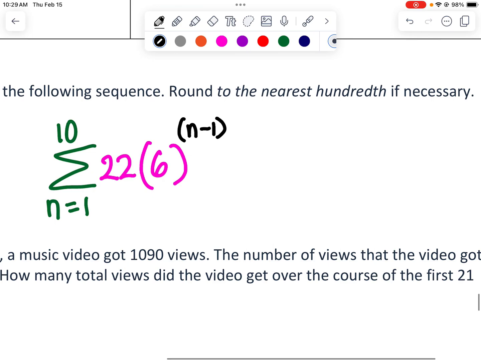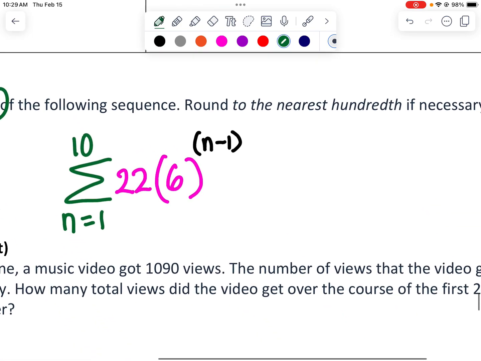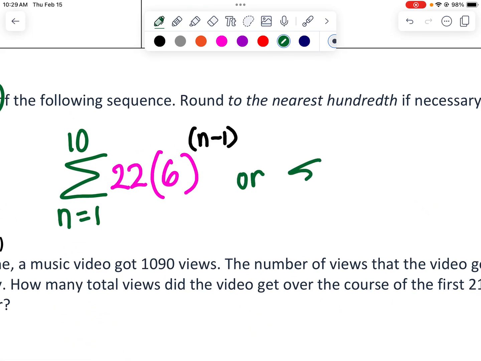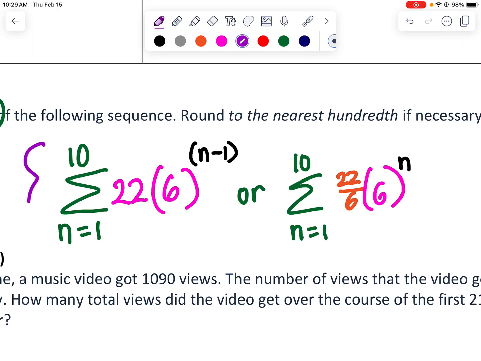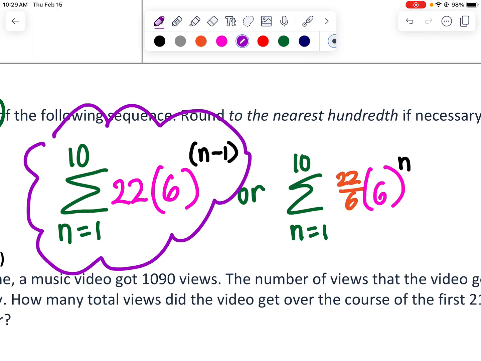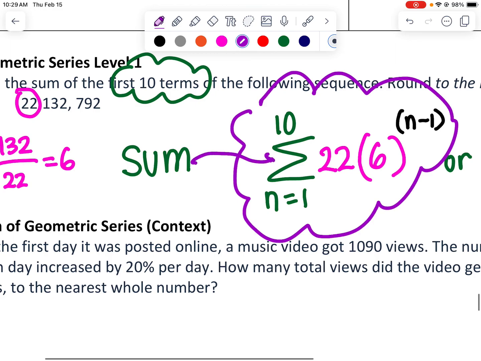If you like to start with the zero term, I'll write that right here. Again, we're adding up the first 10 terms. But if we go backwards, the zero term is 22 divided by 6, times your ratio, which is 6. But then you only have to go to the n power. So depending on if you like to start with the first term or the zero term, you write your program. And again, to get that sigma to pop up, you type in sum.